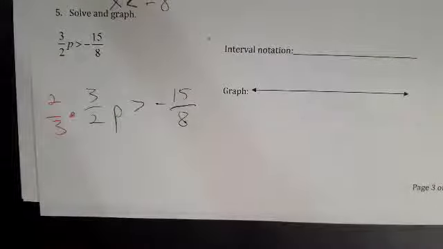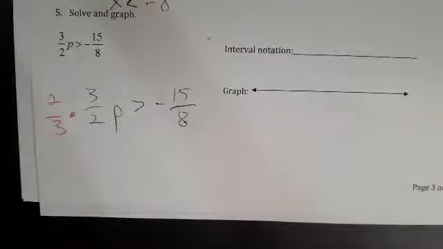This side, I can do a little bit of simplifying. So this is going to give me 1. This now is going to give me, I believe, 4. I divide by 2. 2 by 2 gives me 1. 8 by 2 gives me 4. I divide by 3. 3 by 3 is going to give me 1. Here it's going to give me 5. And so this gives me p. This gives me minus 5/4.